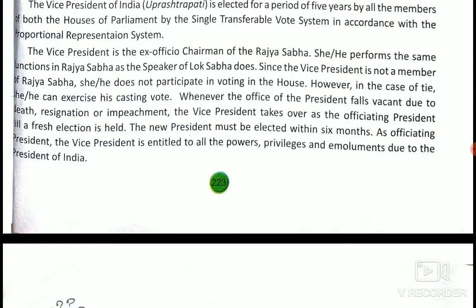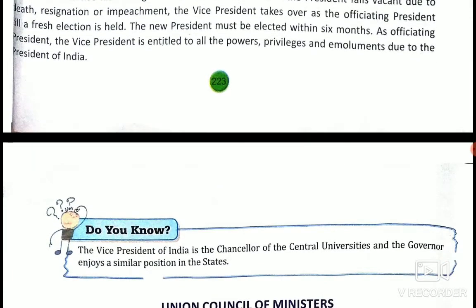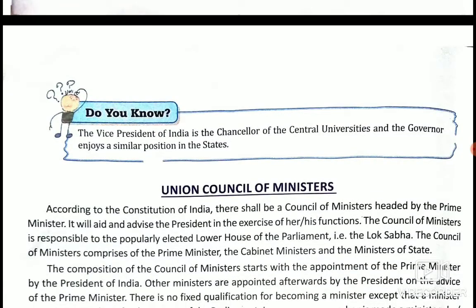As officiating president, the vice president is entitled to all the powers. Yes, he or she will enjoy all the powers, privileges and emoluments due to the president of India. So this is all about the vice president. The vice president of India is also the chancellor of central universities, and governors enjoy a similar position in the states. The vice president is the chancellor of all the central universities, not state; the governor is for the state.